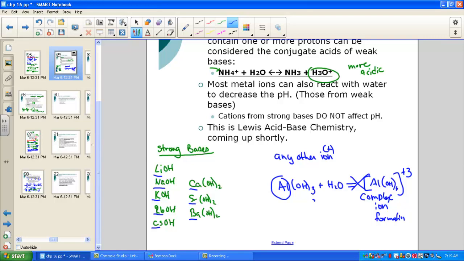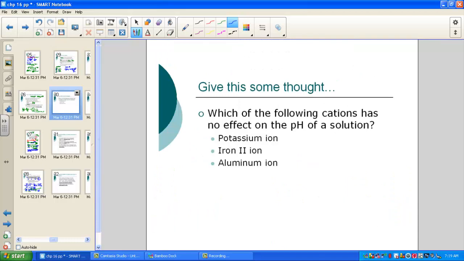So therefore, it will affect the pH by making it, let's see like up here, more acidic. Let's keep looking at these examples. Which will affect the pH? Potassium ion, iron 2 ion, or the aluminum ion?